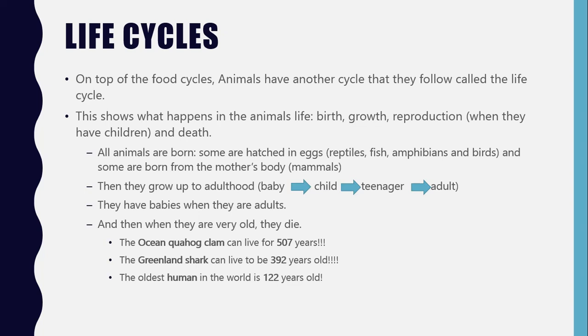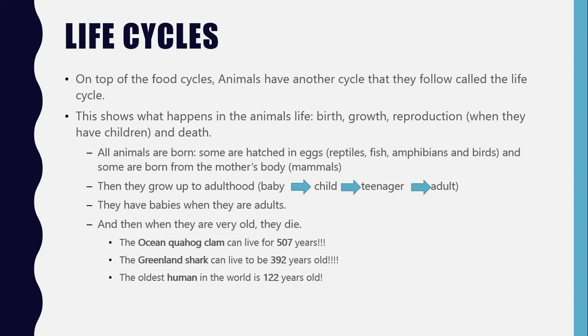So all animals are born. We know that some animals are hatched in eggs, like reptiles, fish, amphibians, and birds, and that some are born from the mom. They come straight from the mom's body, and that's mammals. Then they grow up to adulthood, which they start as babies, then they become children, and then teenagers, and then adults. And then when they're adults, they have babies, okay? And then when they're very old, they die.